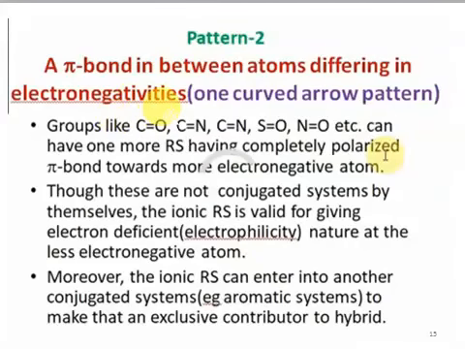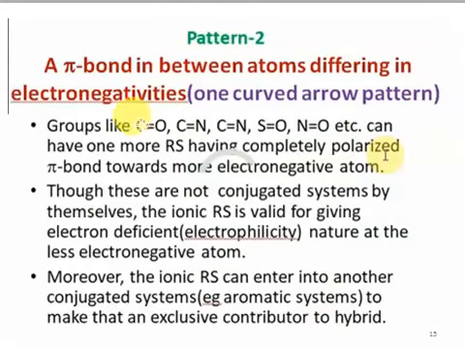So in this way, although the system is not conjugated, this will result in the formation of ions, that is, the generation of formal charges. So carbon will be positive and oxygen will be negative, right? In this way, we get a carbon that's electronically deficient, meaning carbon is electrophilic, and this oxygen will be nucleophilic because it will be getting a negative formal charge. Moreover, the ionic resonance structures can enter into another conjugated system to make an exclusive contributor to the resonance hybrid.